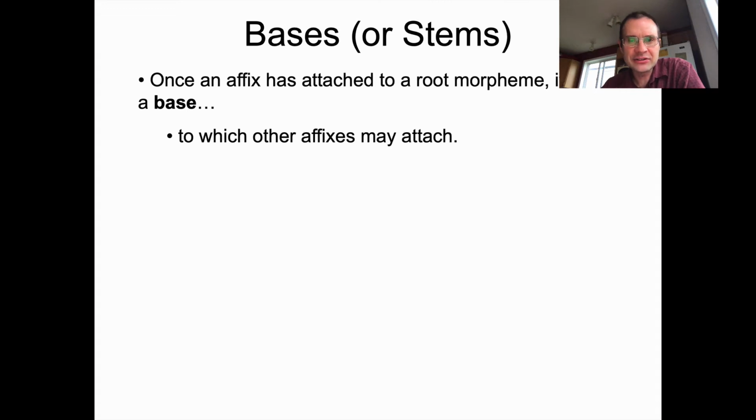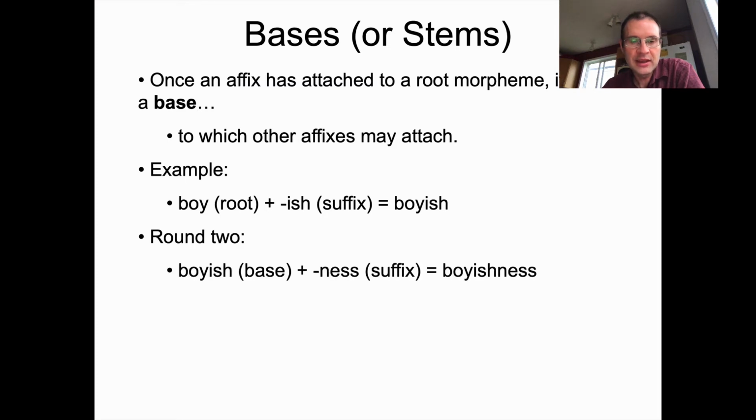So this is the last slide we saw last time, where I also walked you through the distinction between roots and stems, or roots and bases. We had a word like boyishness, which has 3 morphemes in it. You start with a root boy, which is a noun, and then you can add ish to it, which is a suffix, so you get boyish, which is an adjective.